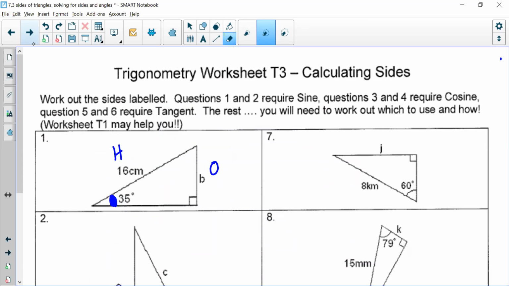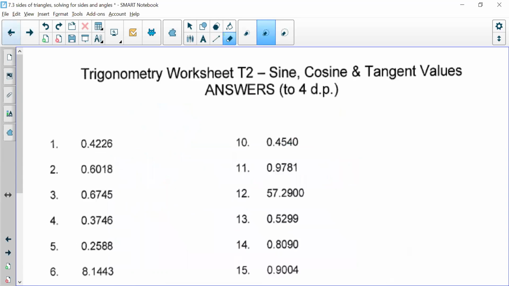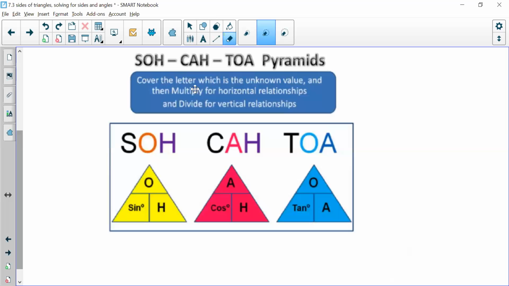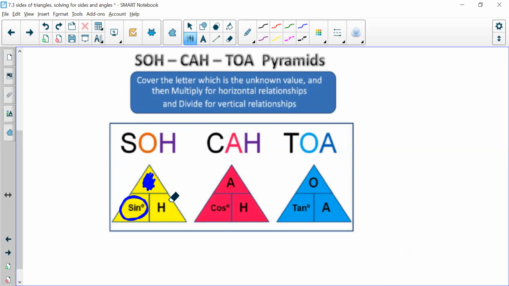O. Good. So when I go back to my formula triangle, I'm going to show you guys how to use this. My pen keeps dying, sorry, guys. You're going to cover up what you're looking for. It says cover the letter for the unknown value. So I'm going to cover up O. When I solve for O, I take the sine of my angle and multiply it by my hypotenuse. So O equals sine of my angle times my hypotenuse. Side by side is multiplication.